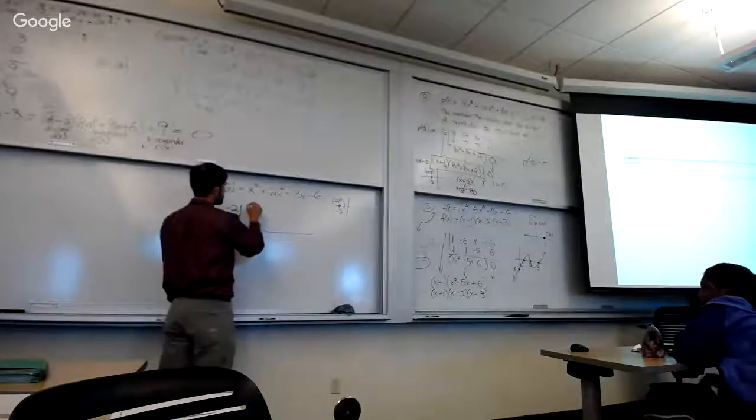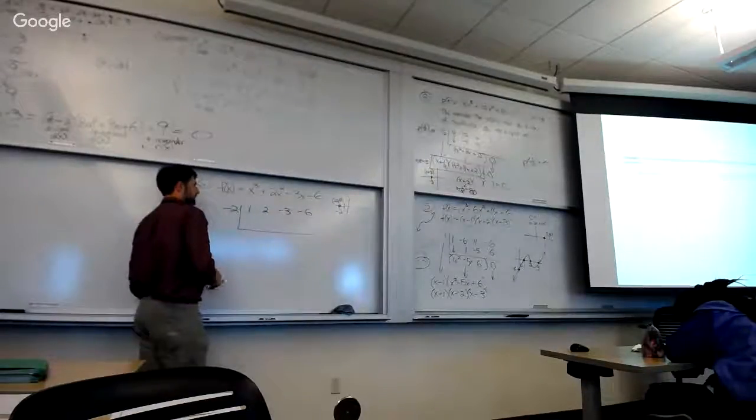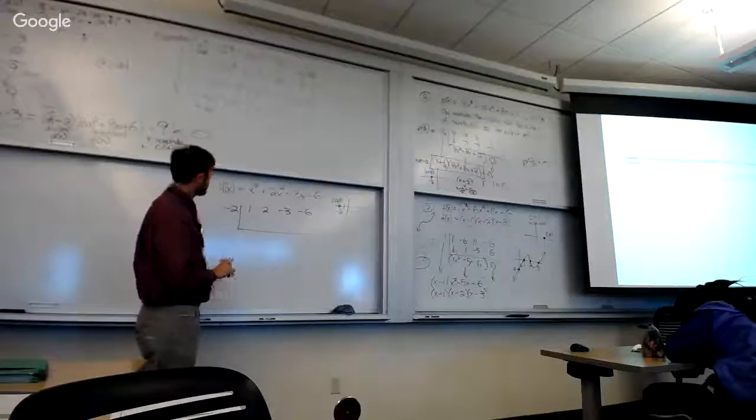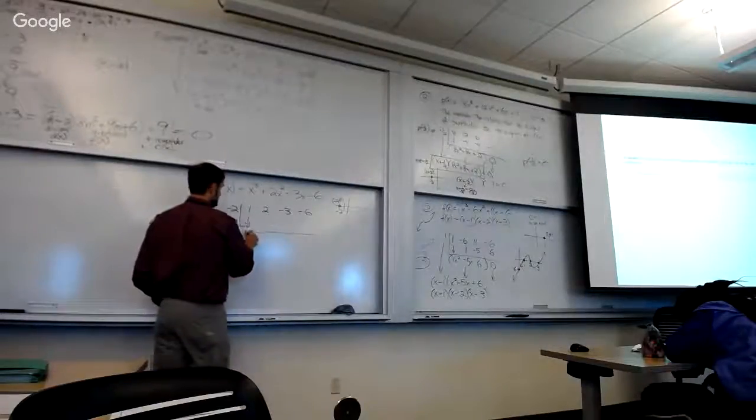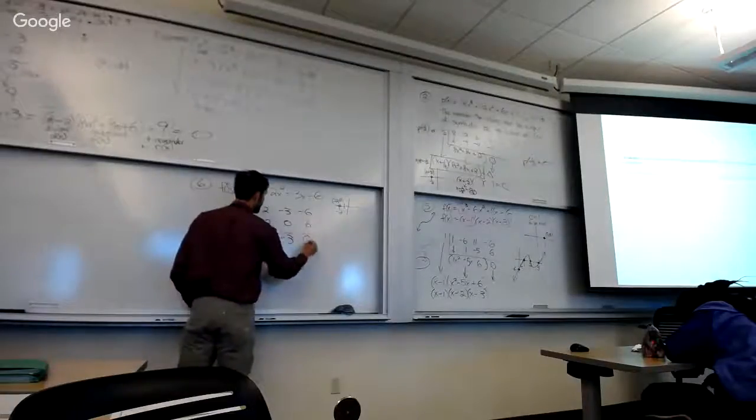So now we do synthetic division, 1, 2, negative 3, negative 6. So we do synthetic division, 1, multiply, add, multiply, add, multiply, add.